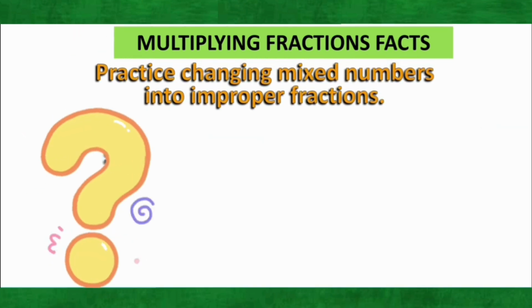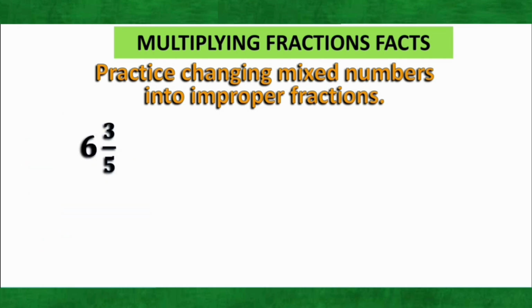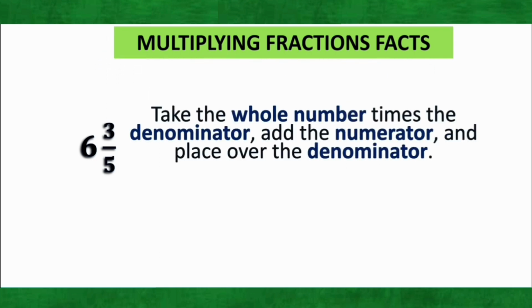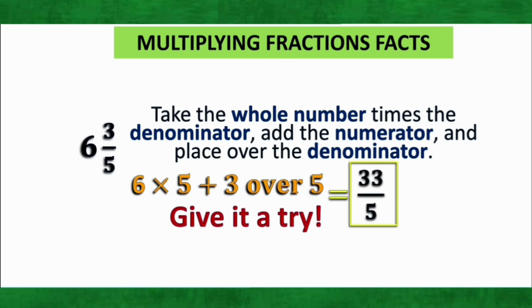Now, how do we change mixed numbers into improper fractions? Let's have 6 and 3/5. You need to take the whole number times the denominator, add the numerator, and place over the denominator. So, 6 times 5 plus 3 over 5, and that will give us 33/5. Now give it a try.